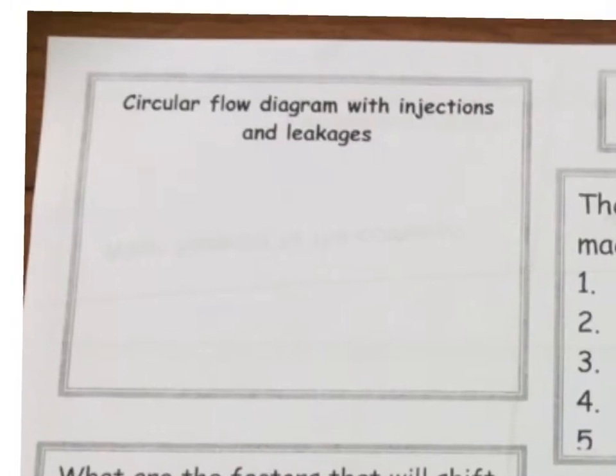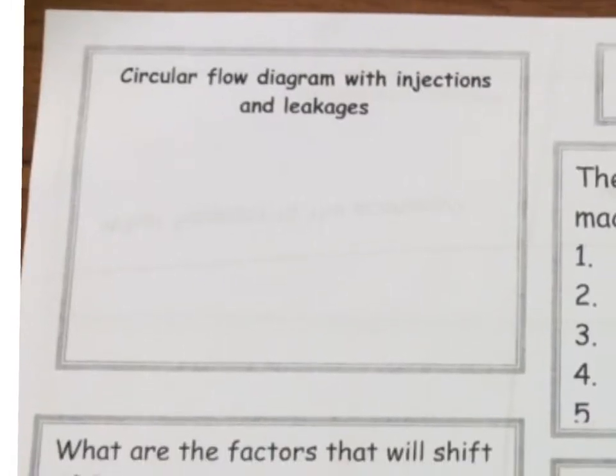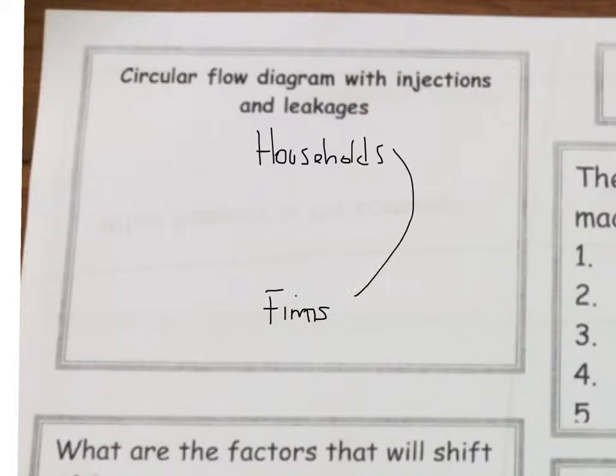So you put households at the top. And then at the bottom you put firms. And they're connected in two ways. So, that's how you spell firms. There we are. So, you just do a little thing like that and a little thing like that, and you can have an arrow there and an arrow there.